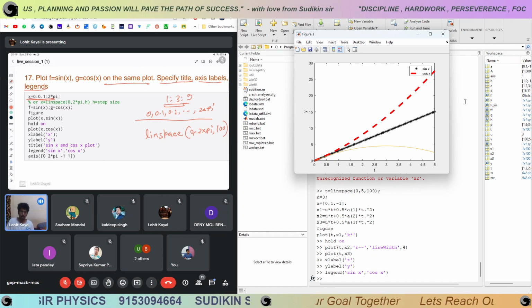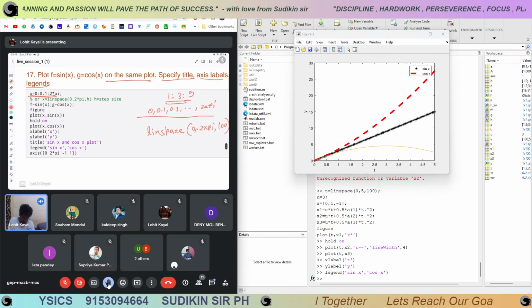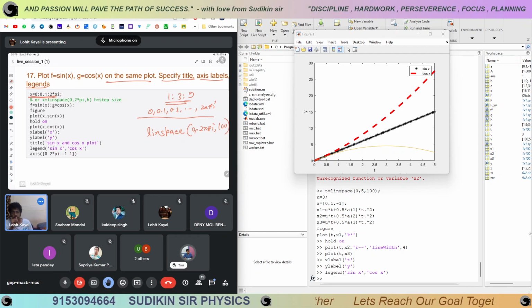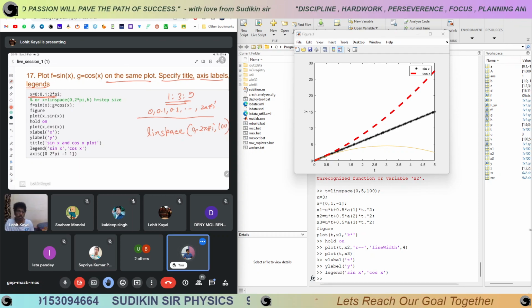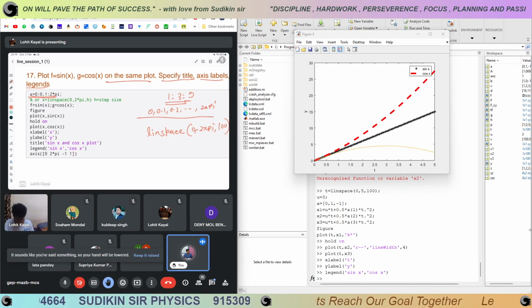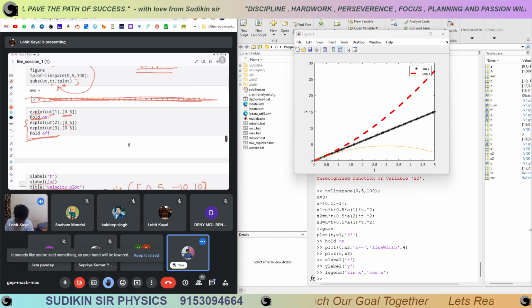All right, now suppose yes. Sir, in the previous one, question number 16, you used a command tplot equals to linspace and something. Can you please explain that one more time?